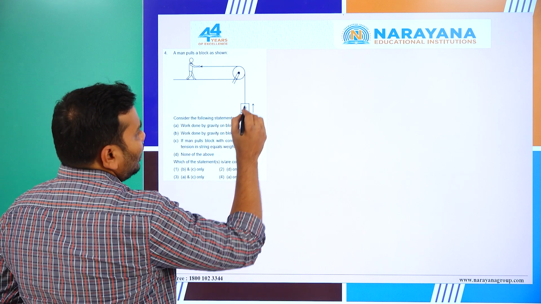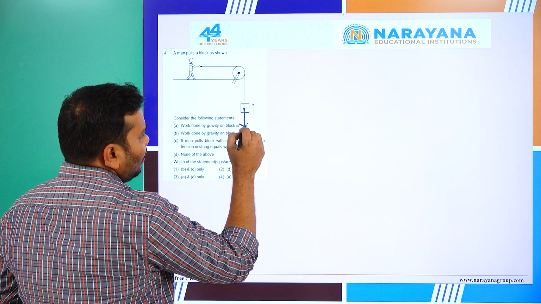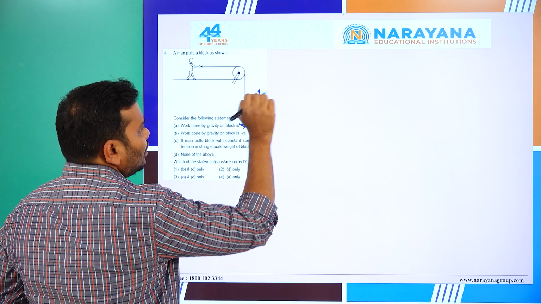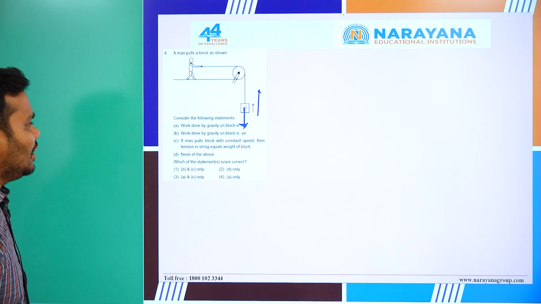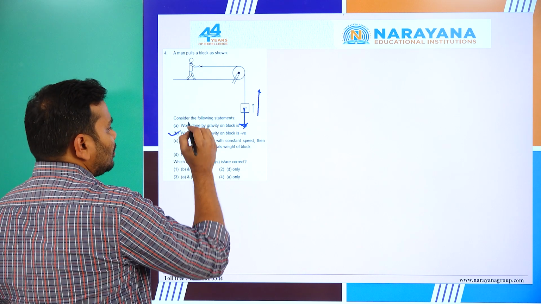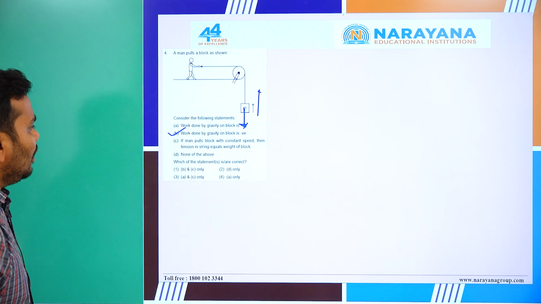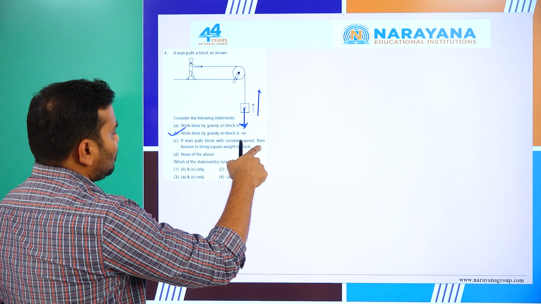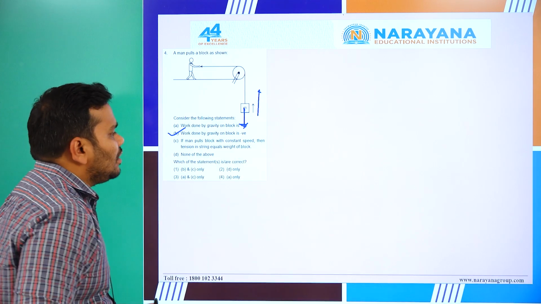So actually while the block is moving in the upward direction, the gravitational force is in the downward direction and the displacement is in the upward direction. So work done by gravity on the block is negative. And one more thing, if the man pulls the block with a constant speed, then the tension in the string equals the weight.